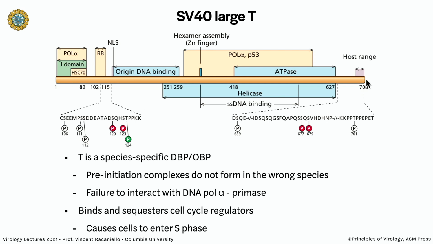So here's large T, 708 amino acids, and it has all kinds of domains in it. Here's the origin binding domain. It's a very specific part of large T that binds the origin. But we also have parts that bind Pol alpha. You can see one here and one here. It's the ATPase part, which is the energy hydrolysis part, the ATP hydrolysis part that's needed for the unwinding.